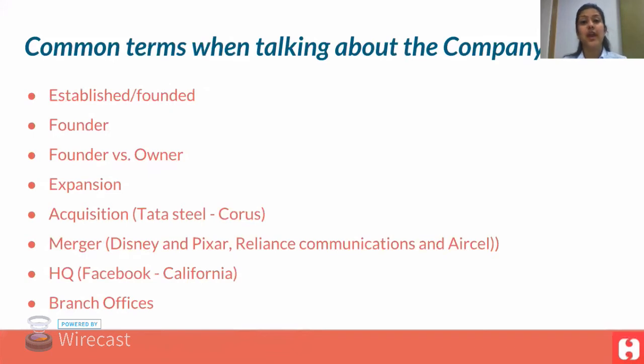HQ refers to headquarters. Where the company is headquartered, where its head office is, is called HQ. For example, the headquarters of Facebook is located in California. And then the various branch offices. Now, these companies can have branch offices in different cities, in different countries. These other offices are called branch offices.